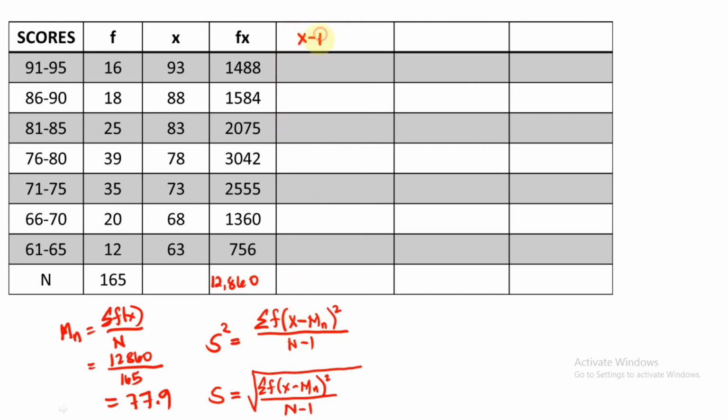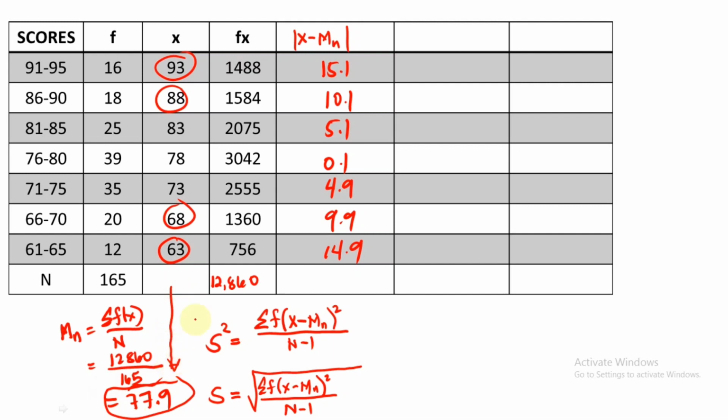So x subtract the value of the mean, that is kanina, that is absolute value natin para automatically. So that is 93 subtract 77.9, that is 15.1. Next 10.1. So 88 minus 77.9, that is 10.1. Next 5.1. Next 0.1. Next 4.9. Next is 9.9 and 14.9. I-subtract lang natin ito sa value of the mean. Ito. So ito na yung result.